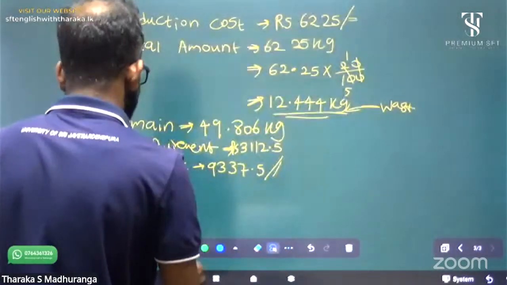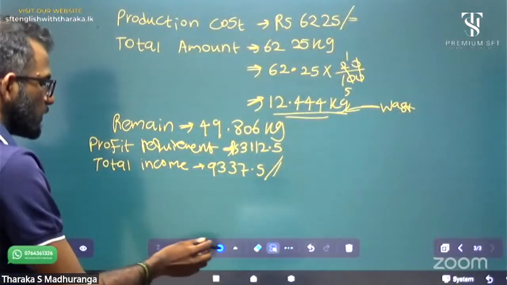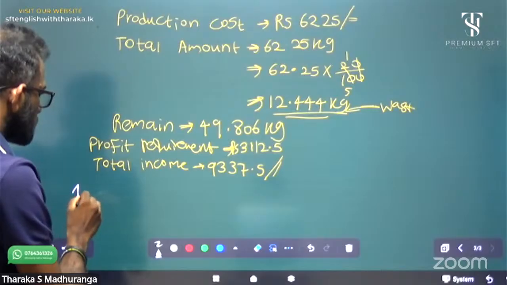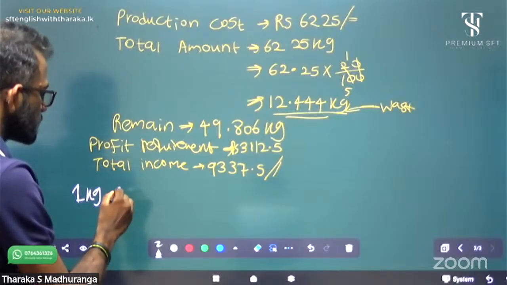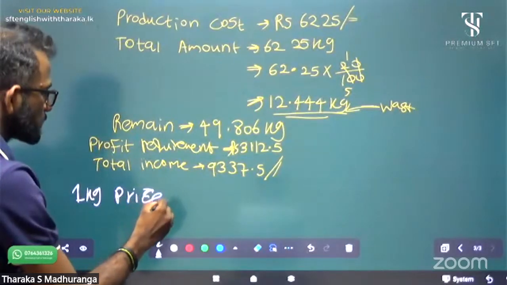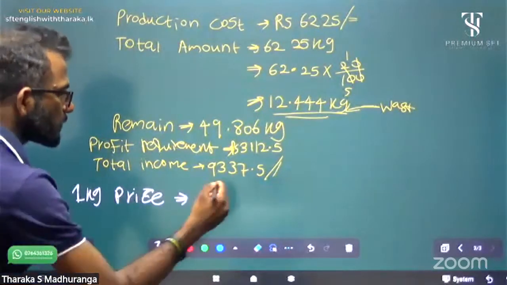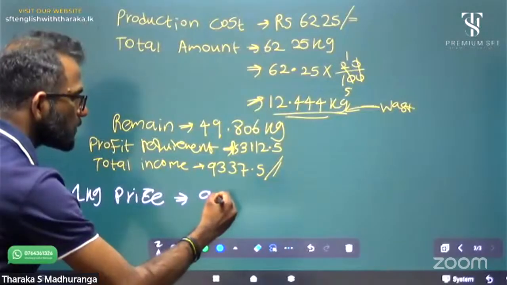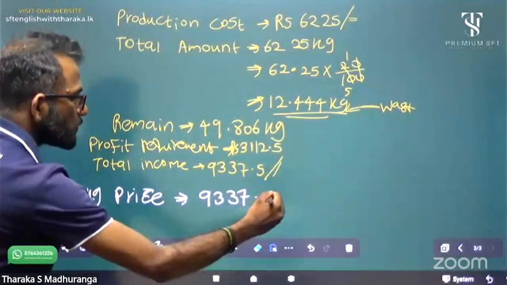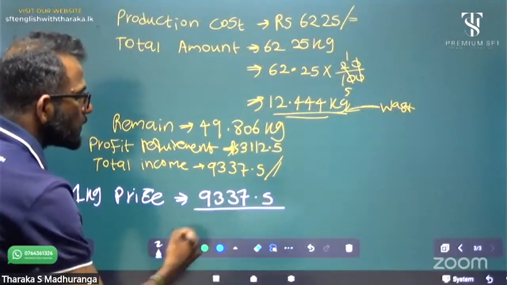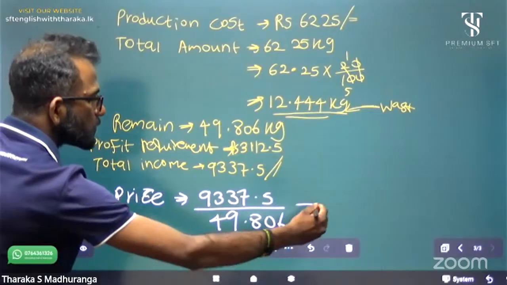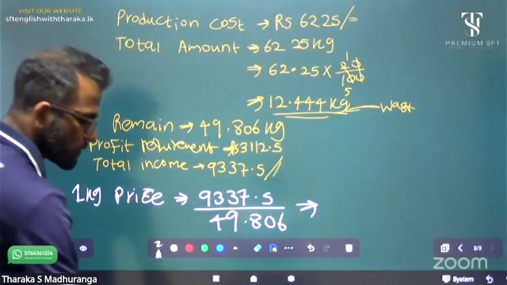Only thinking. Now you can write 1 kilogram price. The total income requirement, 3,937.5 divided by 49.806. Very simple.